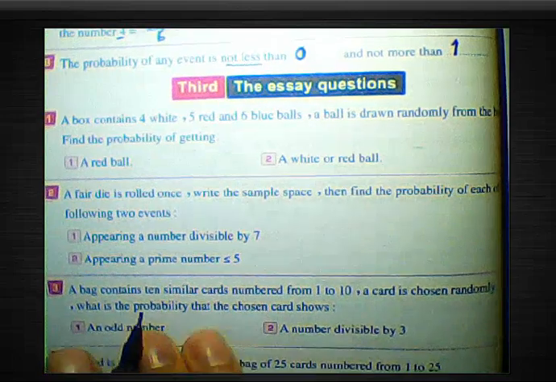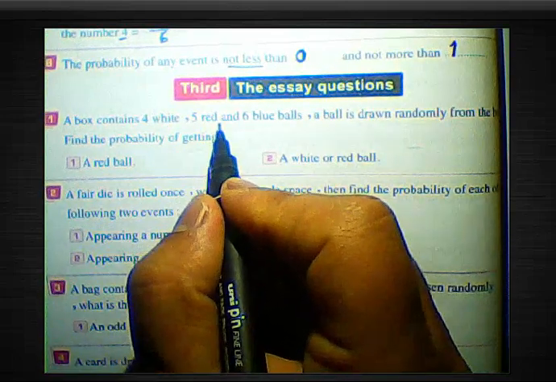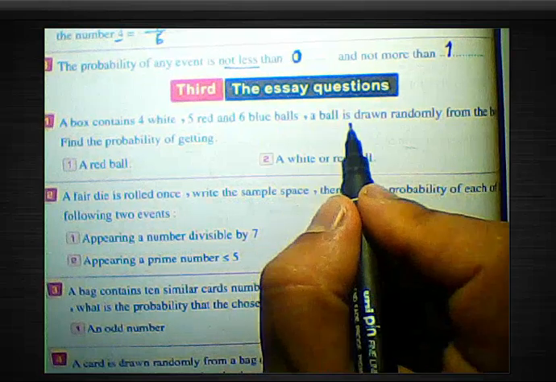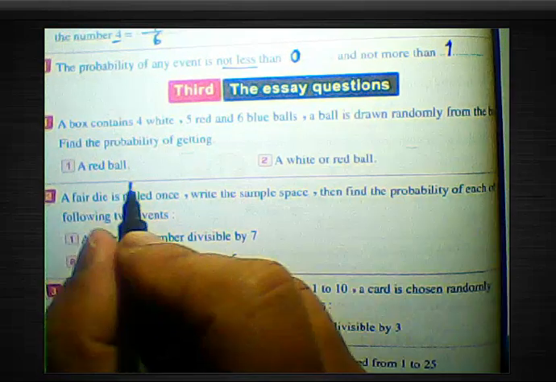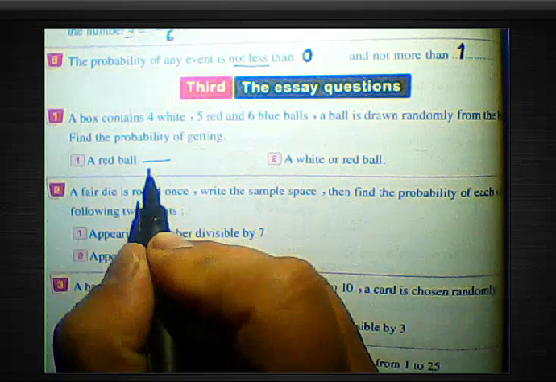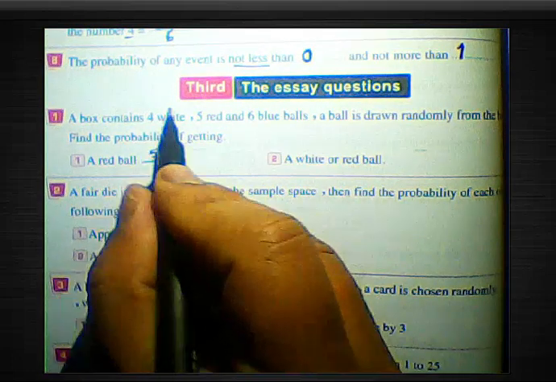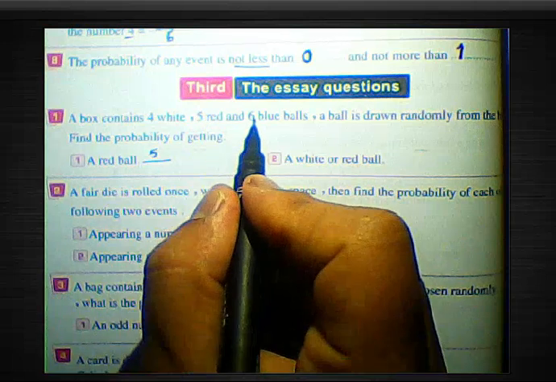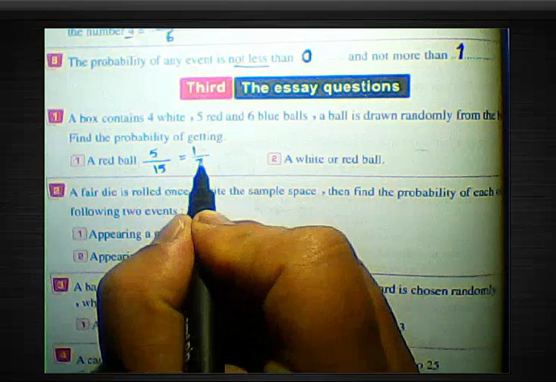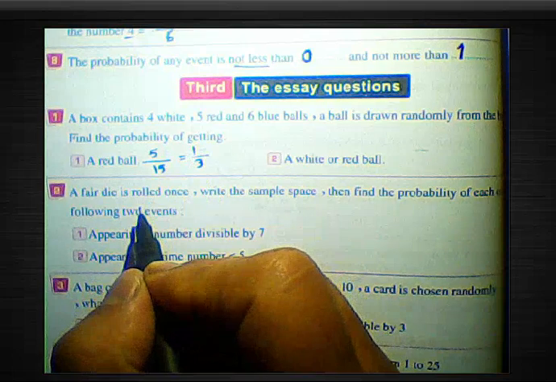A box contains 4 white, 5 red, and 6 blue balls. A ball is thrown randomly from the box. Find the probability of getting a red ball. How many red balls are here? We have 5. From the total, 4 plus 5 is 9, 9 plus 6 equals 15. Okay, it's the total. The result will be 1/3, divided by 3, numerator and denominator.